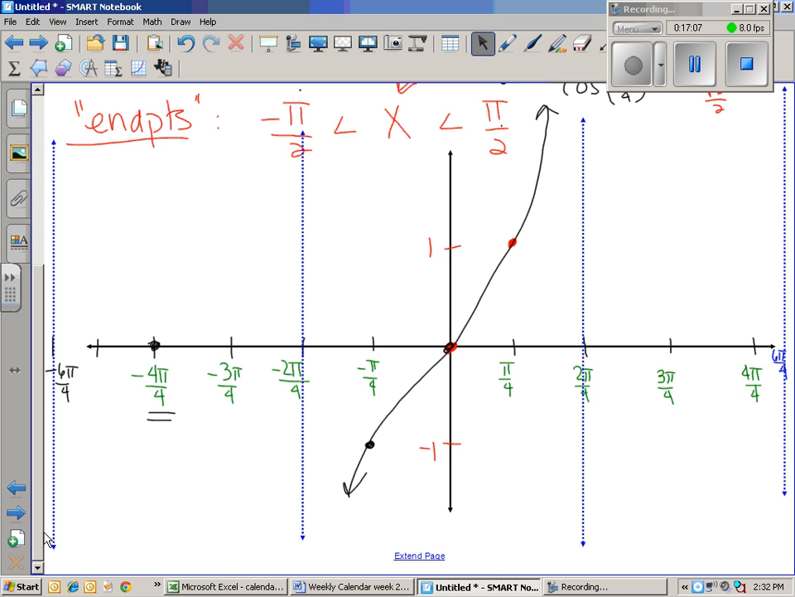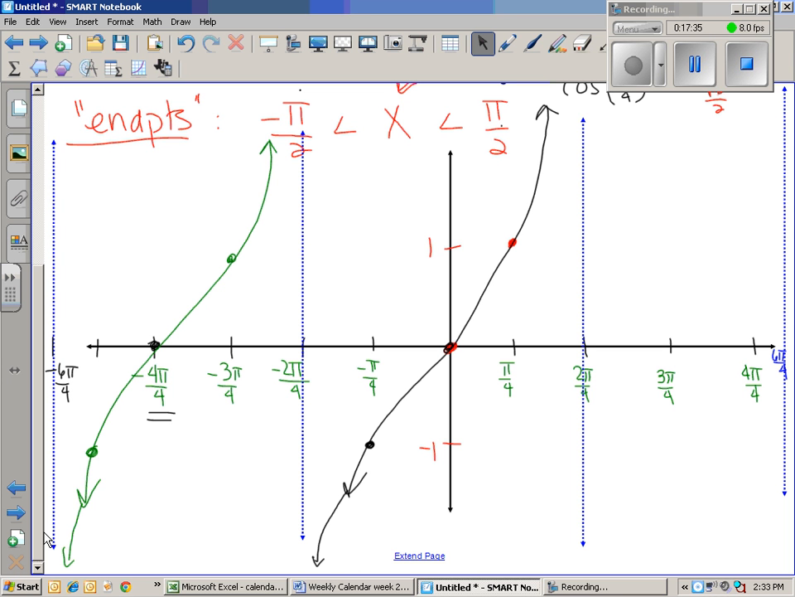Now, every 4 pi over 4, I should hit it again. So this dot should happen right here, and it's going to repeat. And I am getting infinitely close to this asymptote without hitting it. Okay? And that's going to repeat over and over and over again.